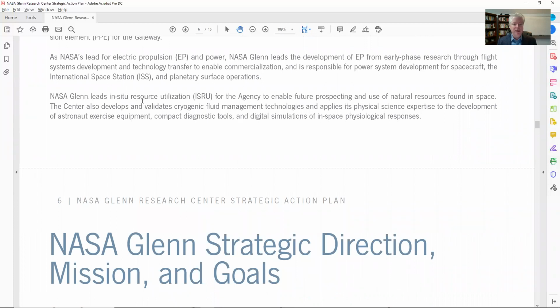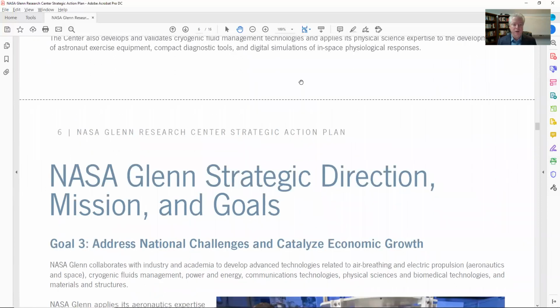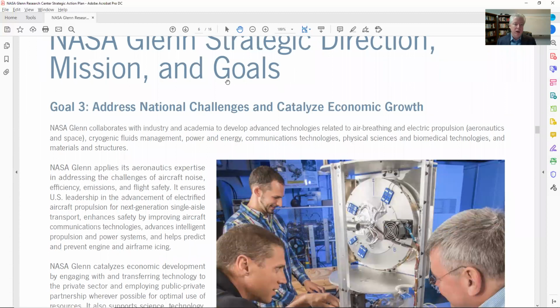NASA Glenn leads in situ resource utilization, which I don't know what that is, but for agencies to enable future prospecting and use of natural resources. A gold rush, great. The center develops and validates cryogenic fluid management technologies and applies them in simulation. This is all good stuff, and it's pretty advanced for those of you in space, but for those of you just looking, I'm moving on, right? So that goal.